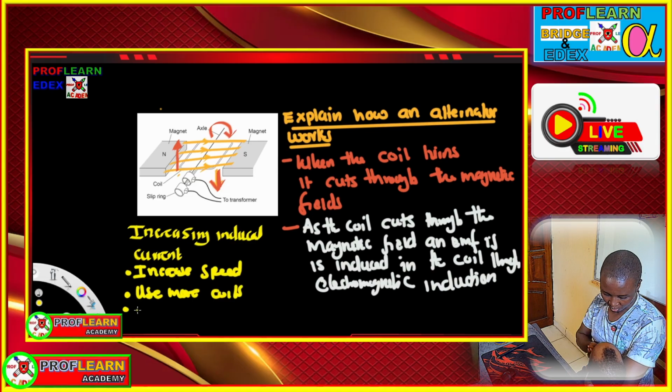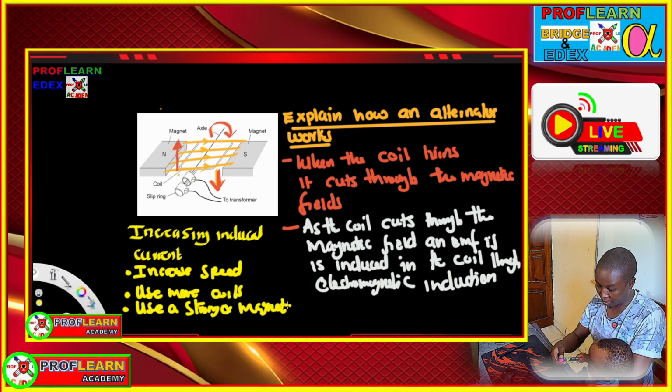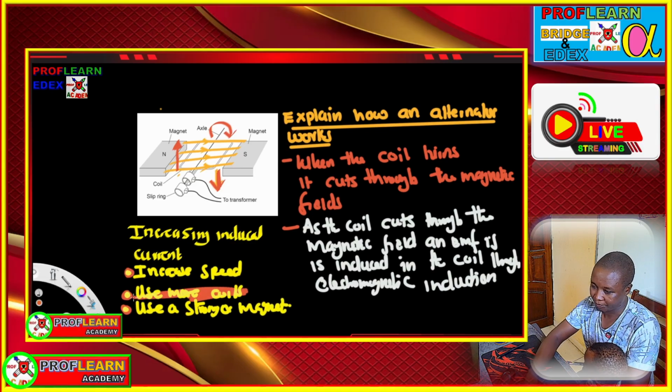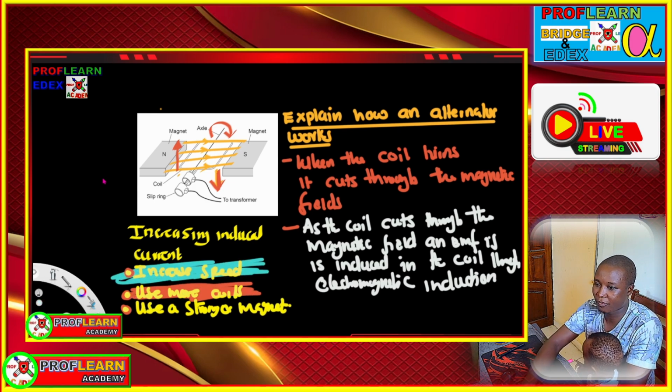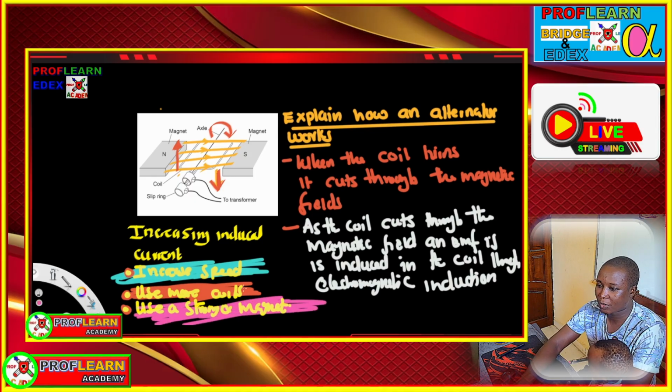You also need to realize at this point that you can increase the amount of induced current by doing three things. Number one, increasing the speed, using more coils, and also using a stronger magnet. So that is key, that is important for you to remember as far as this area is concerned.